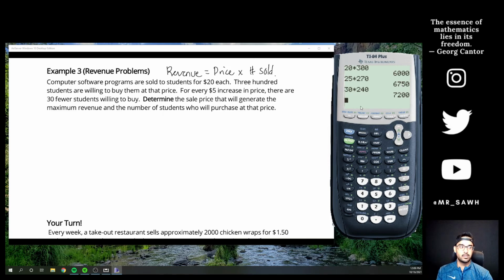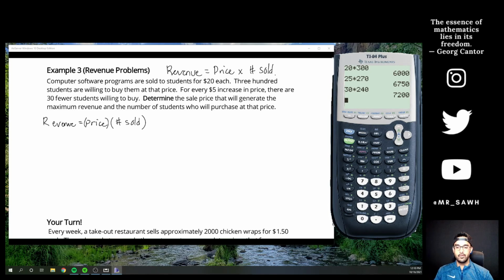I don't want to sit there and test out all of the cases. So there's a formula that I can use to build it, and it comes from this revenue thing we just wrote out. Okay, so determine the sale price that will generate the maximum revenue and the number of students who will buy it. So revenue, again, is equal to the price multiplied by the number that we sold. Now, we have to define a variable here.